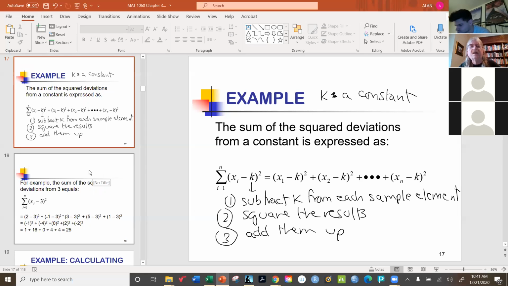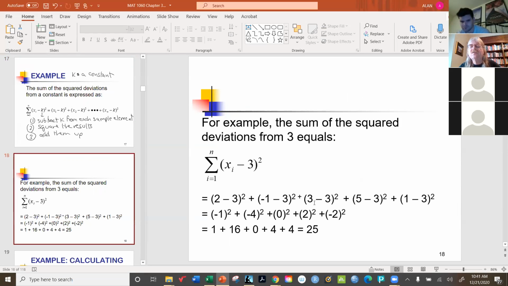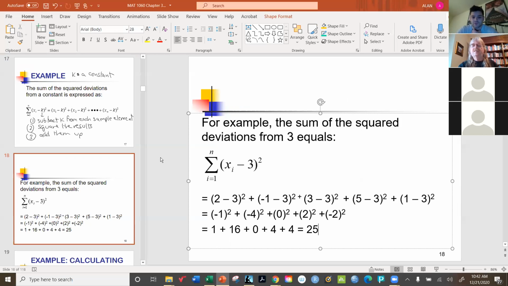The specific case that I want you to see is, what if we take the data we had before and subtract 3? I just arbitrarily pick 3 and then square the result. So you can see from all of our sample elements, I'm subtracting a 3, and then I'm squaring that difference to come up with these values, and then I add them up and I end up with 25. Again, it's hard to believe now, but this will come in very useful in just a matter of maybe 20 slides or so.